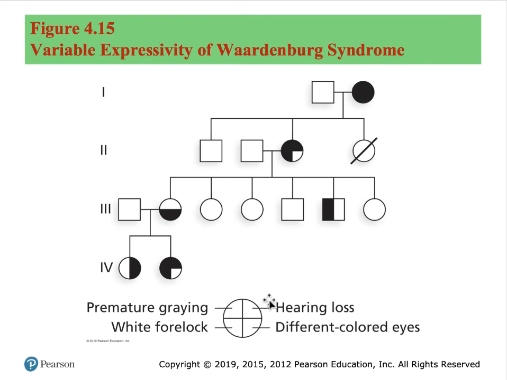The key at the bottom of this figure shows us the four principal features of this syndrome: premature graying, white forelock, hearing loss, different colored eyes. Those segments of the symbols will indicate that particular combination. So the grandmother here has all four features. Her daughter only has three of the four. And her granddaughter and grandson have different half combinations. You can see how that penetrates through the family. Different features for the same syndrome, which we say is variably expressed.